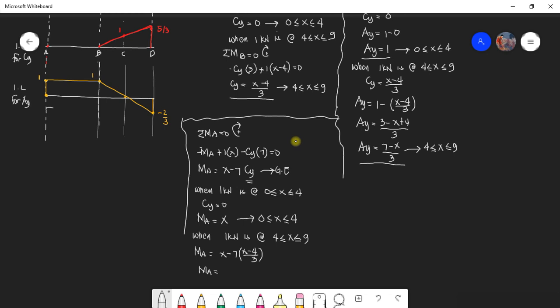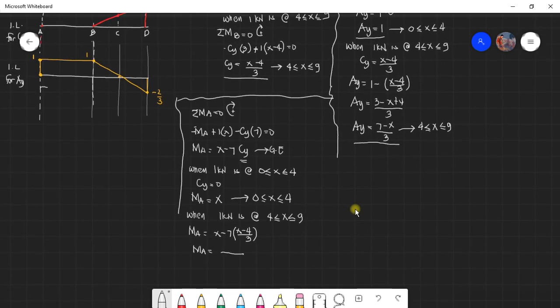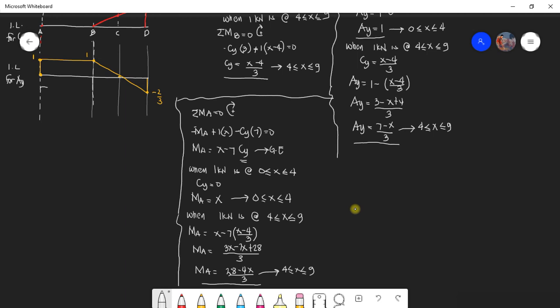Okay, so, we have 3x minus 7x plus 28. So, ang equation for MA is 28 minus 4x over 3. So, ito na yung ngayon yung equation natin. So, this value of MA is true when the unit load is between 4 and 9. Ito mga range, hindi mo na kailangan isulat ito pag quiz natin. Basta alam nyo yung saan mo gagamitin itong mga ginawa mong equation.